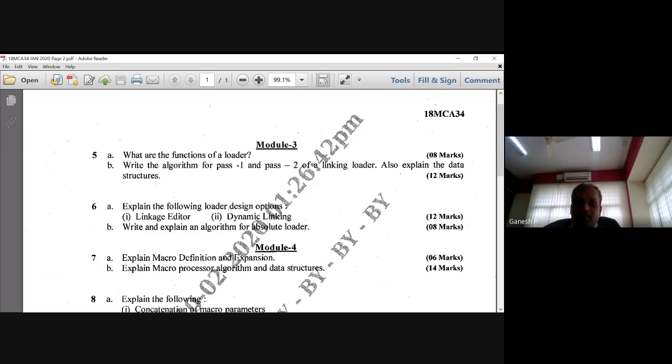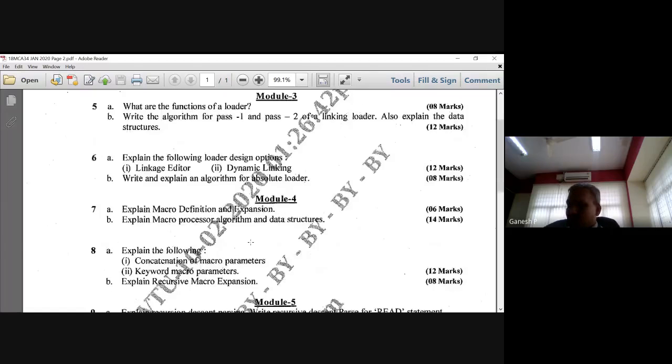Next, absolute loader. So in the beginning of loader itself, we have discussed about what is an absolute loader and bootstrap loader. And absolute loader, we have an algorithm. We can write a small program for that as well. So which is simple in nature. So that is an absolute program. It's a very straightforward question again. So this is about the module 3.